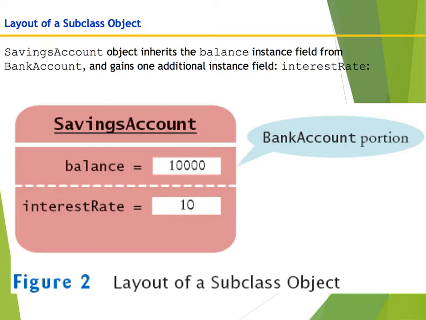So if we look at the layout of a subclass object, you can see that it has two parts. It stores all the instance fields of its superclass, in this case, for example, balance, which belongs to the superclass BankAccount, and it also has another portion which stores its own instance fields, the instance fields of the SavingsAccount that are not inherited from the superclass. So we have balance, which belongs to the superclass. We have interest rate, which belongs to the savings account itself.